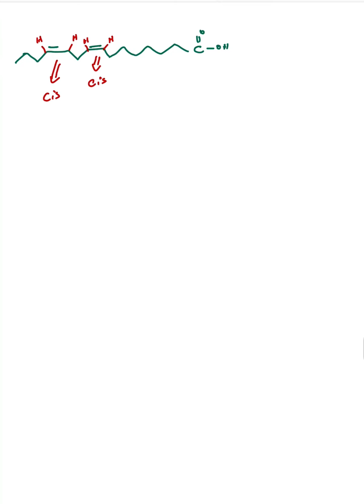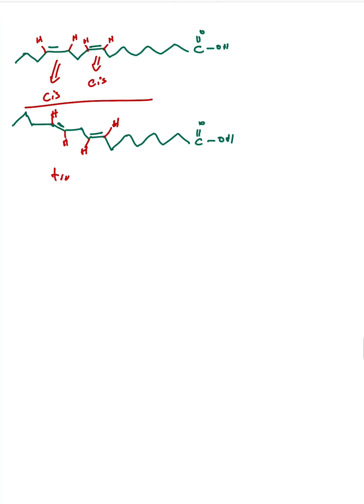But how can we make a trans from the cis? We change the position of hydrogens with carbon. For example, the first one, I made this double bond here, and again I continue like this with the other double bond. As you see here, because one hydrogen is up, the other hydrogen is down, and the carbon with hydrogen is in the opposite direction, both of them will be trans.